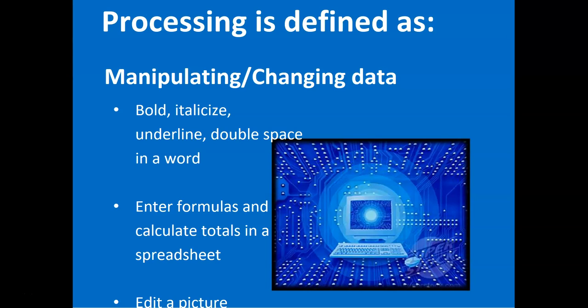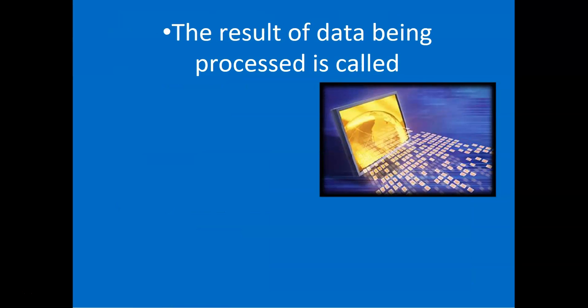Or editing a picture at the very bottom there. Editing a picture means that you're changing it. And so the result of data being processed is called output. So, right, we've told it to do something, and now something is coming out of it. You can kind of see that there in the picture. Think about output almost like that. Something's coming out of the computer.